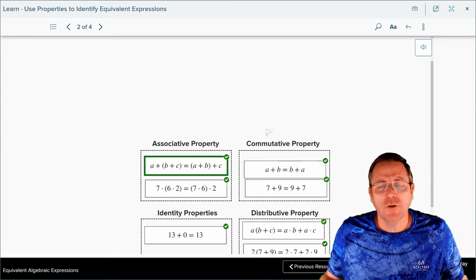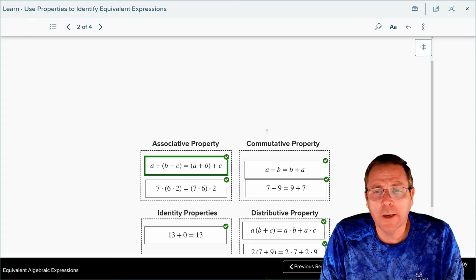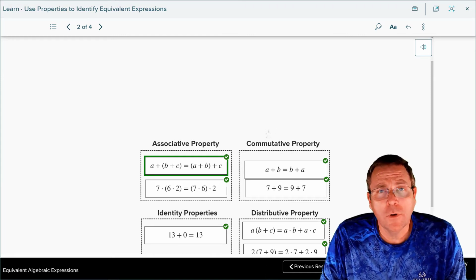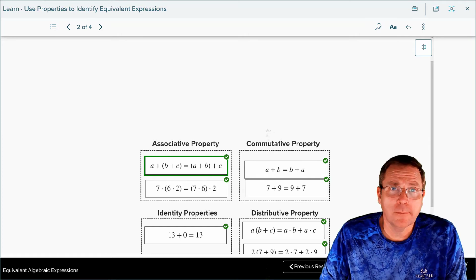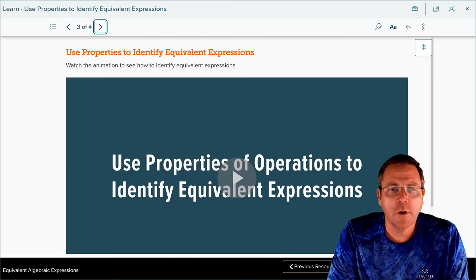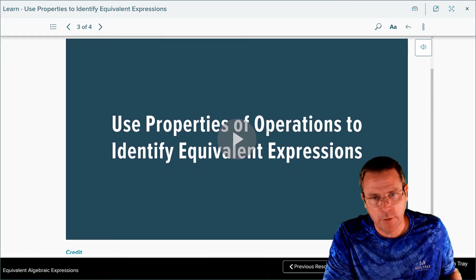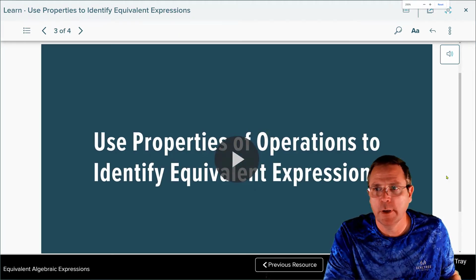But I expect you all struggled with that a little bit. It takes a while to memorize how the properties work, and you really need to spend some time working on that. So let's watch this animation on how the properties of operations can be used to identify equivalent expressions.